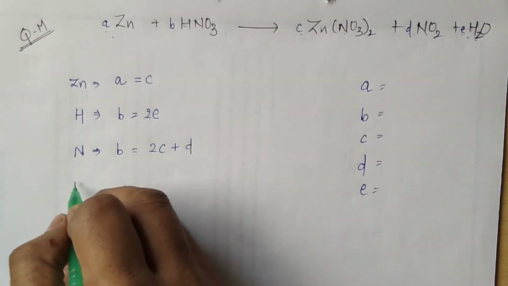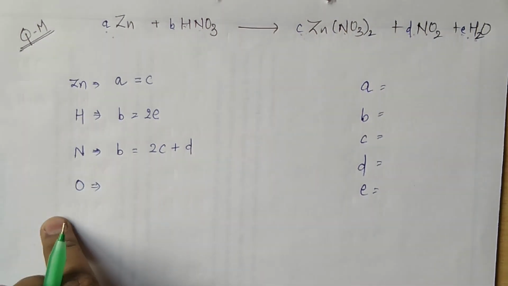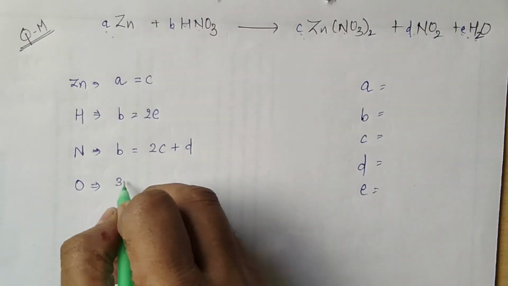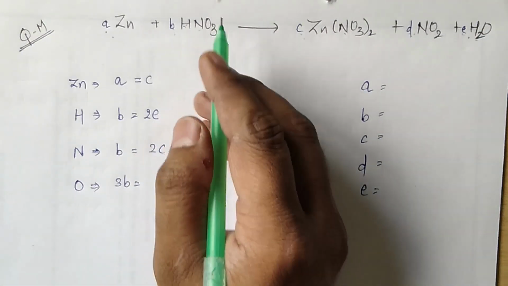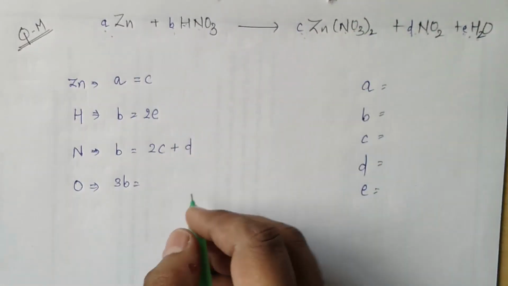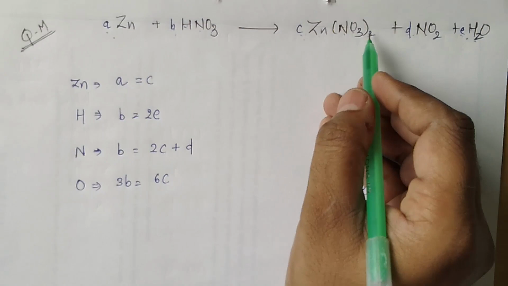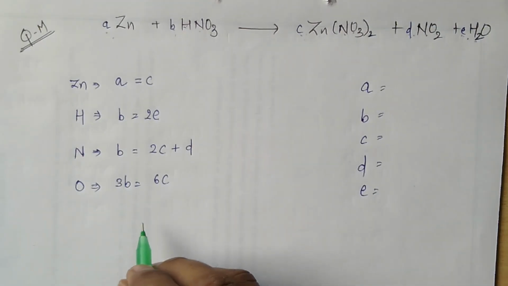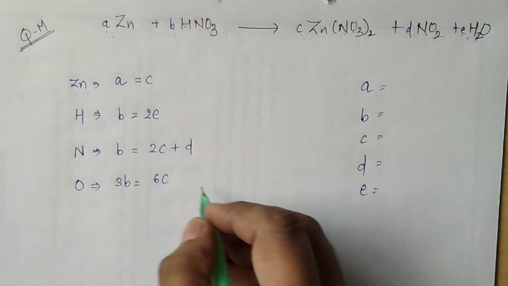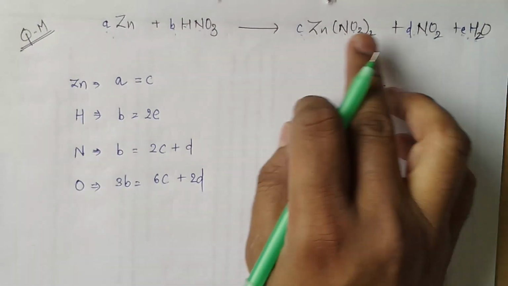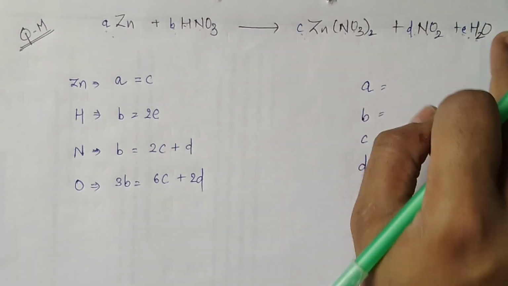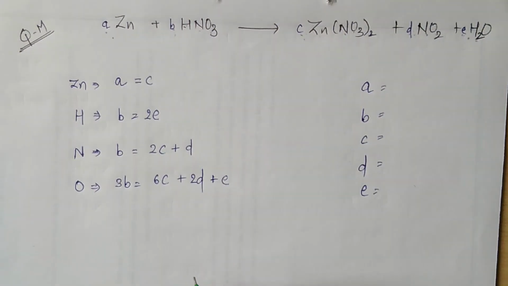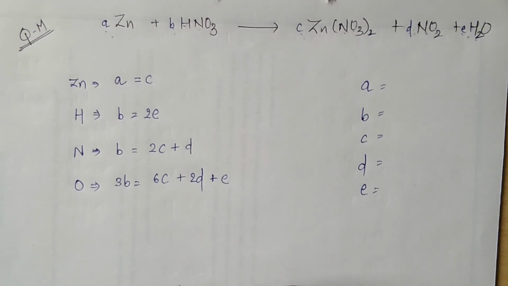And we frame the last equation with respect to oxygen. That will be 3B equal to 6C, 3 times 2 is 6 oxygen, 6C, plus 2D, because it is on the same side, so I am going to add, 2D plus E. Still if you are not able to understand, you can go back and see the video again. Once you hold the grip on this particular thing, then the task will be very easy.